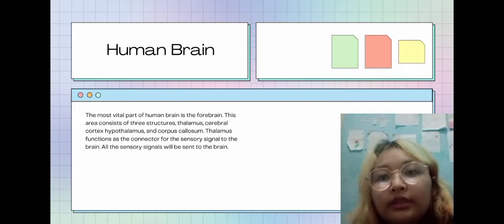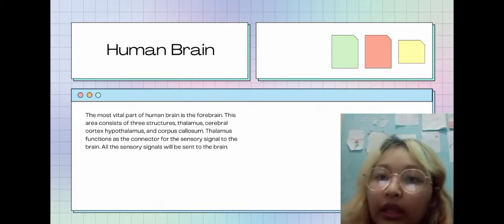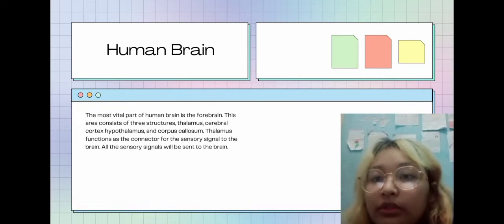The most vital part of the human brain is the forebrain. This area consists of four structures: thalamus, cerebral cortex, hypothalamus, and corpus callosum. The thalamus functions as the connector for the sensory signal to the brain.